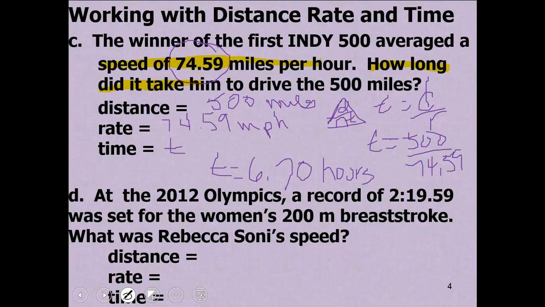All right. At the 2012 Olympics, a record of 2 minutes, you have to know how to read time like this, 2 minutes, 19.59 seconds was set for the women's 200-meter breaststroke. What was Rebecca Soni's speed? Actually, she set this in 2012. All right.